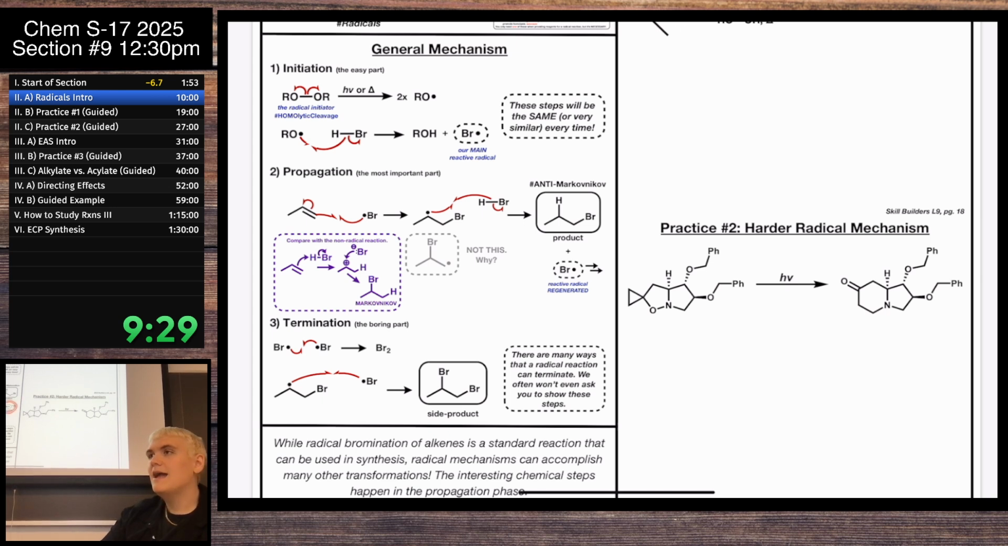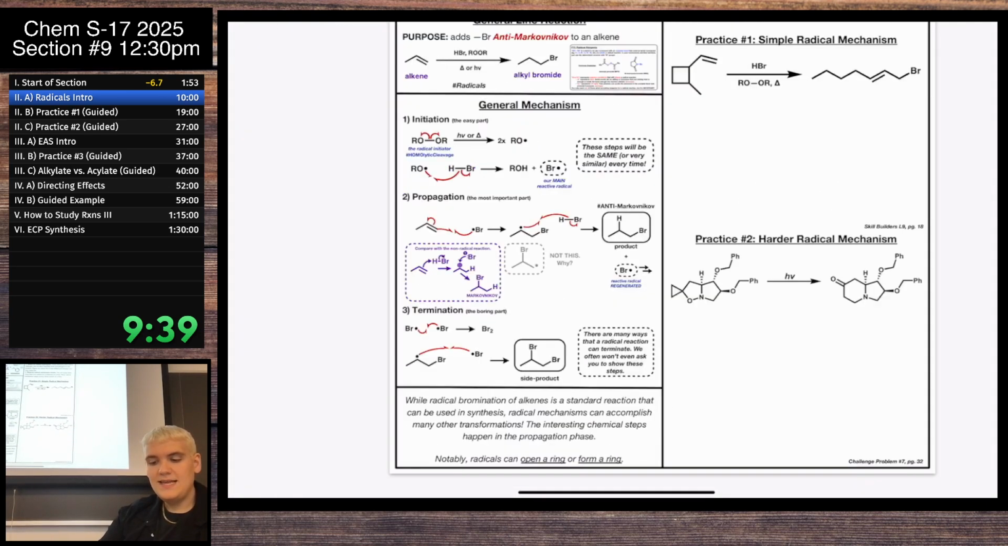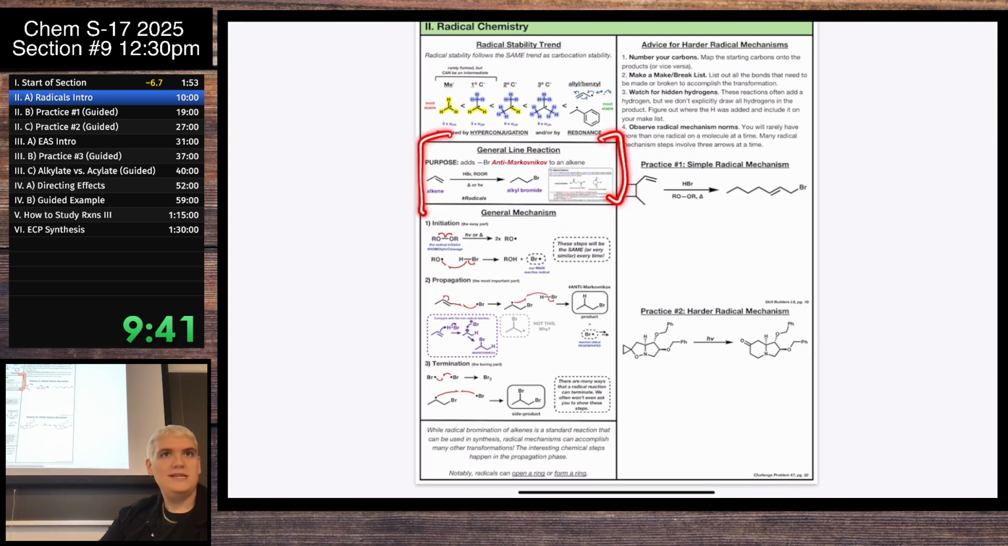I don't think that we would count off if you didn't mention it, because again, we care about what's the mechanism that generates our product, you know? But I mean, it doesn't hurt. Now, this is the standard version that we taught you. But just like with carbocations, we know that they can do funky things. And so we are going to look at some harder versions of radical mechanisms.